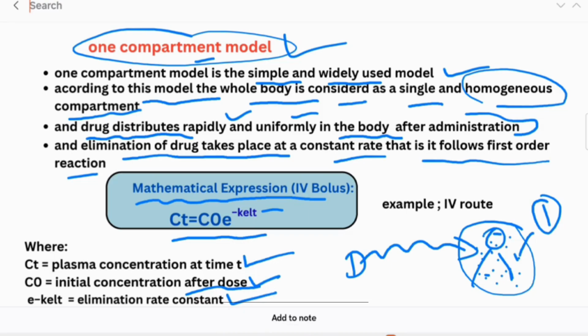Here Ct gives the value of plasma concentration at time t, meaning how much drug is present in the plasma at a time t, and C0 gives the value of the initial concentration when the drug is administered after the dose, and Kel is the elimination rate constant.